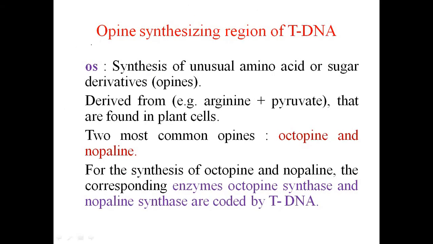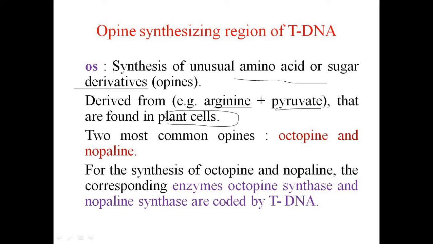Along with this is the opine synthesizing region present in the T-DNA. And what are opines? We must know. These are amino acid or sugar derivatives. Specifically, these opines are synthesized by Agrobacterium and not by the plant cells. Opines are derived from arginine and pyruvate found in the plant cell. Common opines are octopine and nopaline.